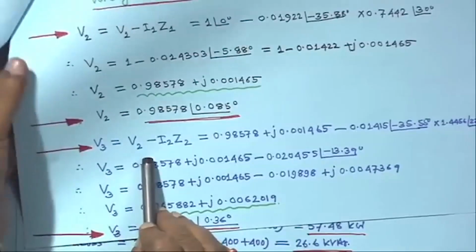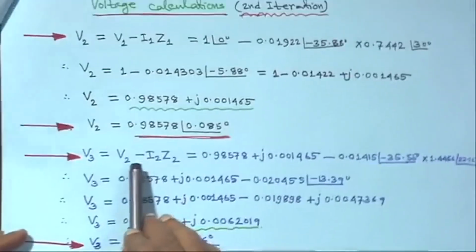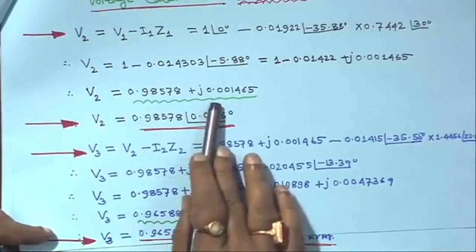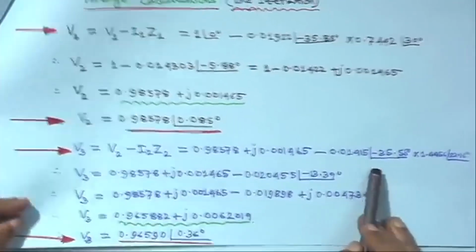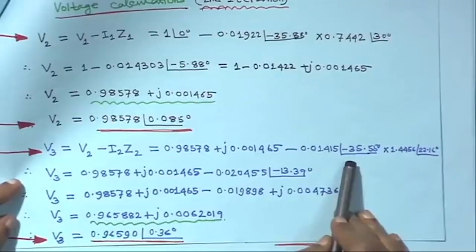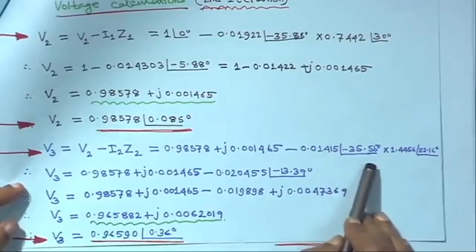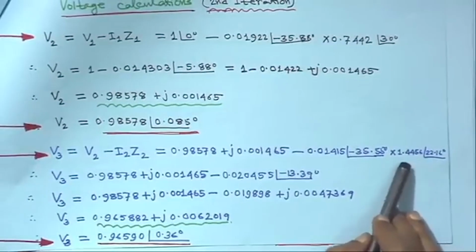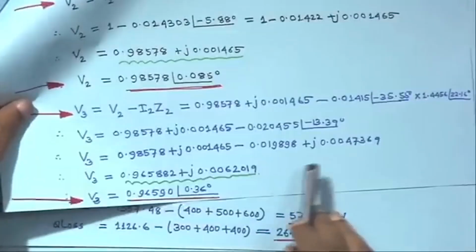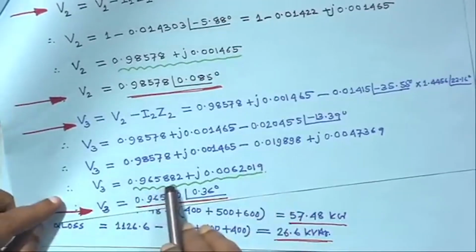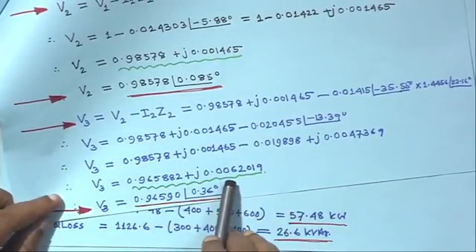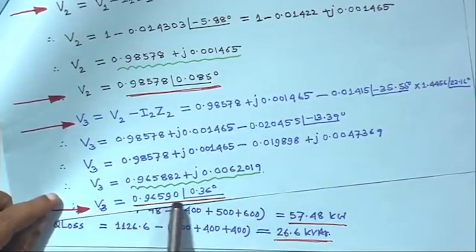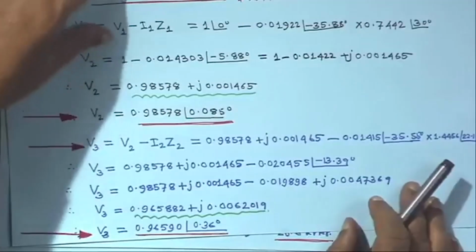Similarly, V3 is equal to V2 minus I2 Z2, which we already know from the circuit diagram. So, V2 is this much, this V2 you use here, minus I2, which we have already seen, 0.01415 angle minus 35.55 degree, into the impedance Z2, which you have already computed. You simplify, and you will get V3 is equal to 0.965882 plus j 0.0062019, or V3 is equal to 0.96590 angle 0.36 degree, right.